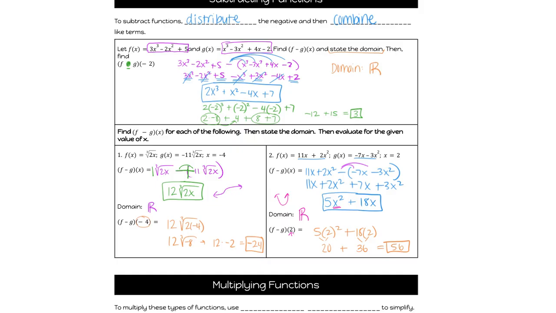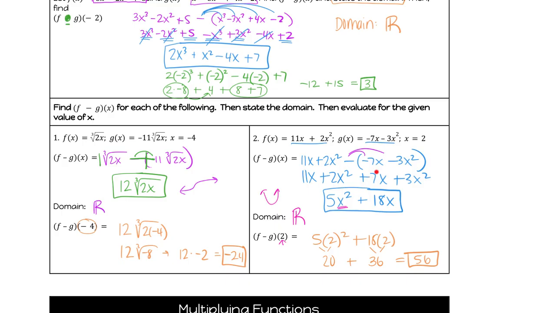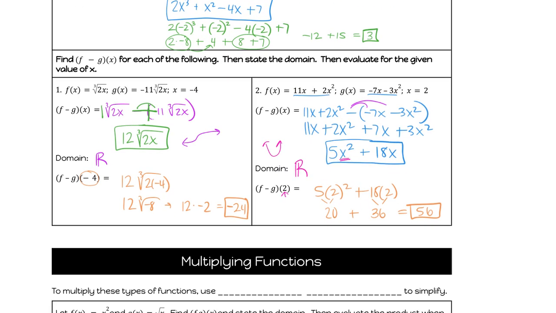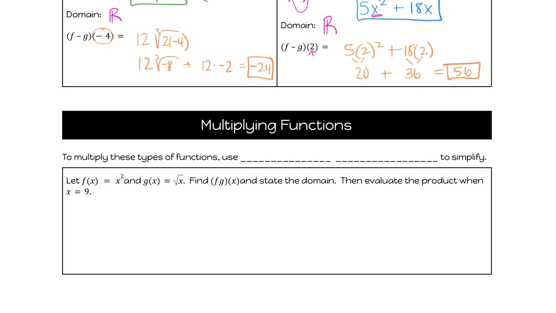Okay, so now let's get into multiplication and division. So we've talked about adding and subtracting. It's pretty basic. You're just combining like terms for the most part. Now let's get into multiplying. So multiplying functions is a little bit different, especially when you're working with radical functions or anything with exponents. You want to make sure that you're using your exponent properties to fully simplify these. So some of the things that we've learned in this chapter are going to come up when you do this.